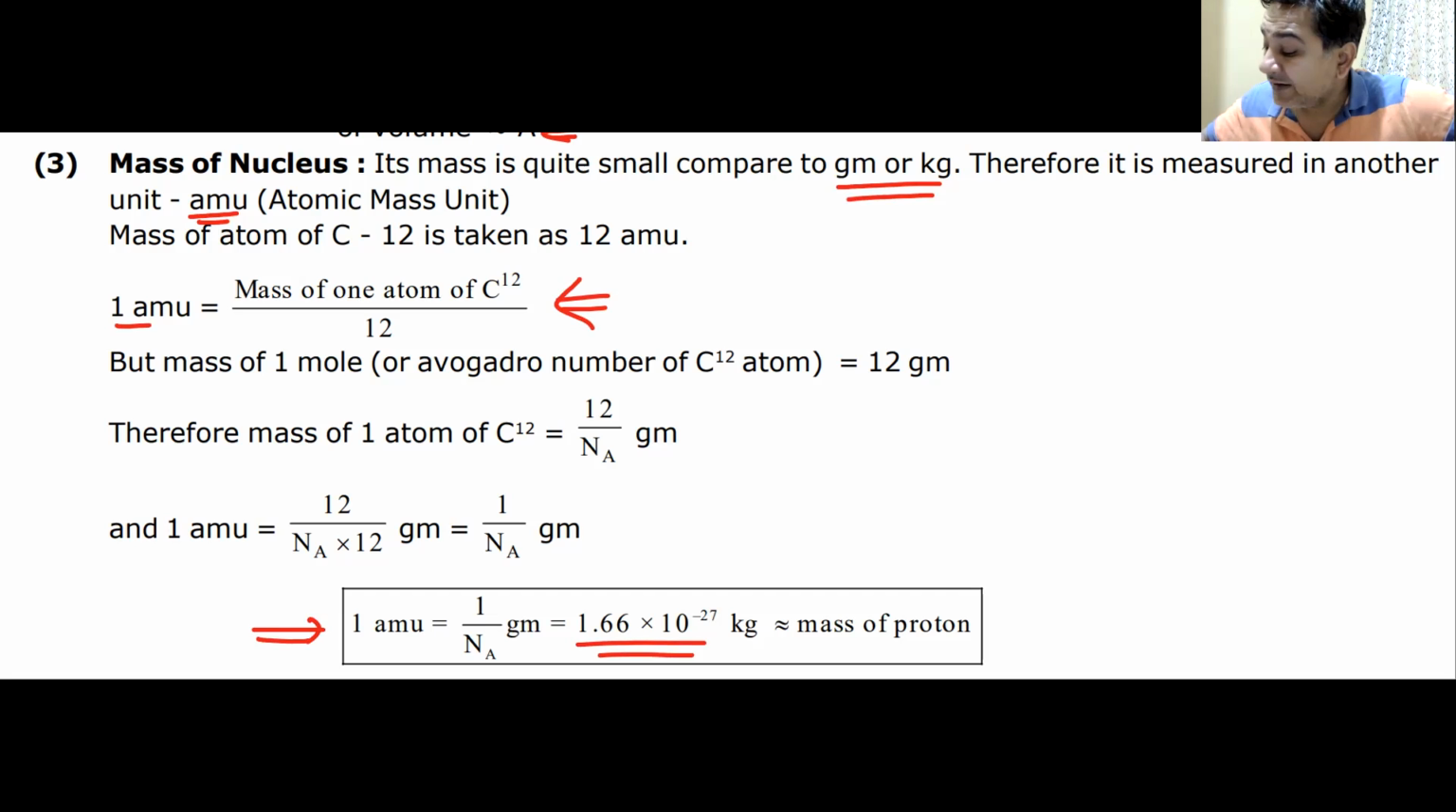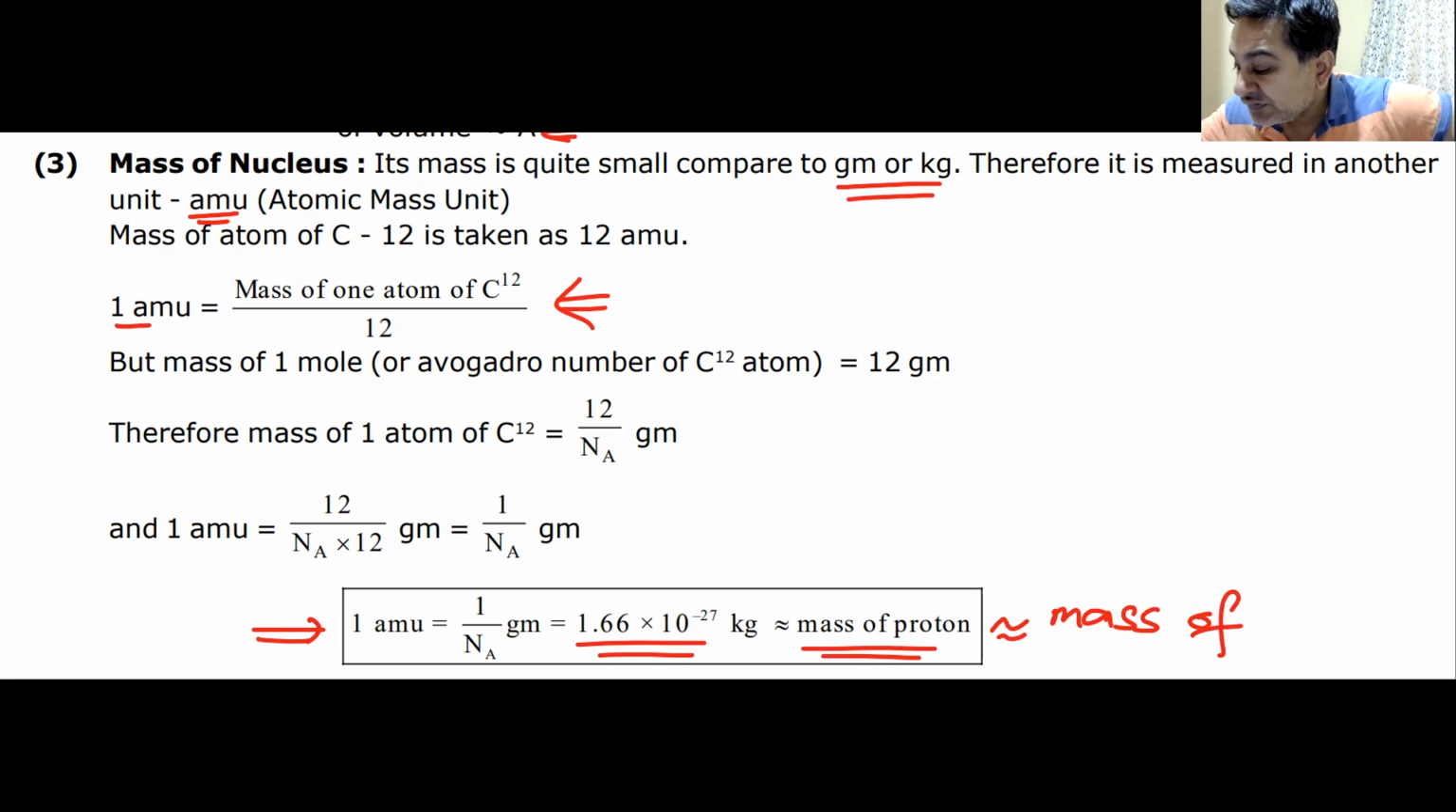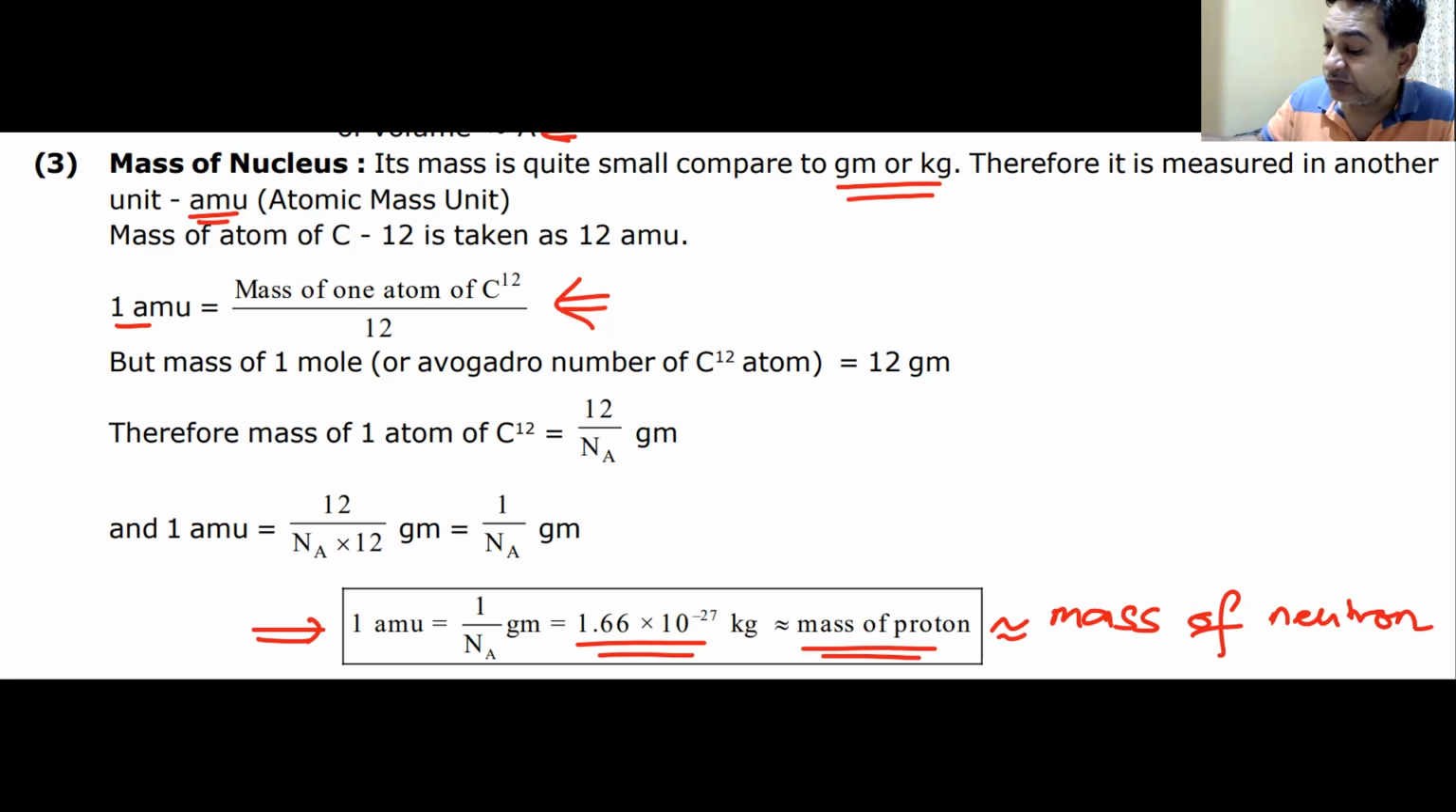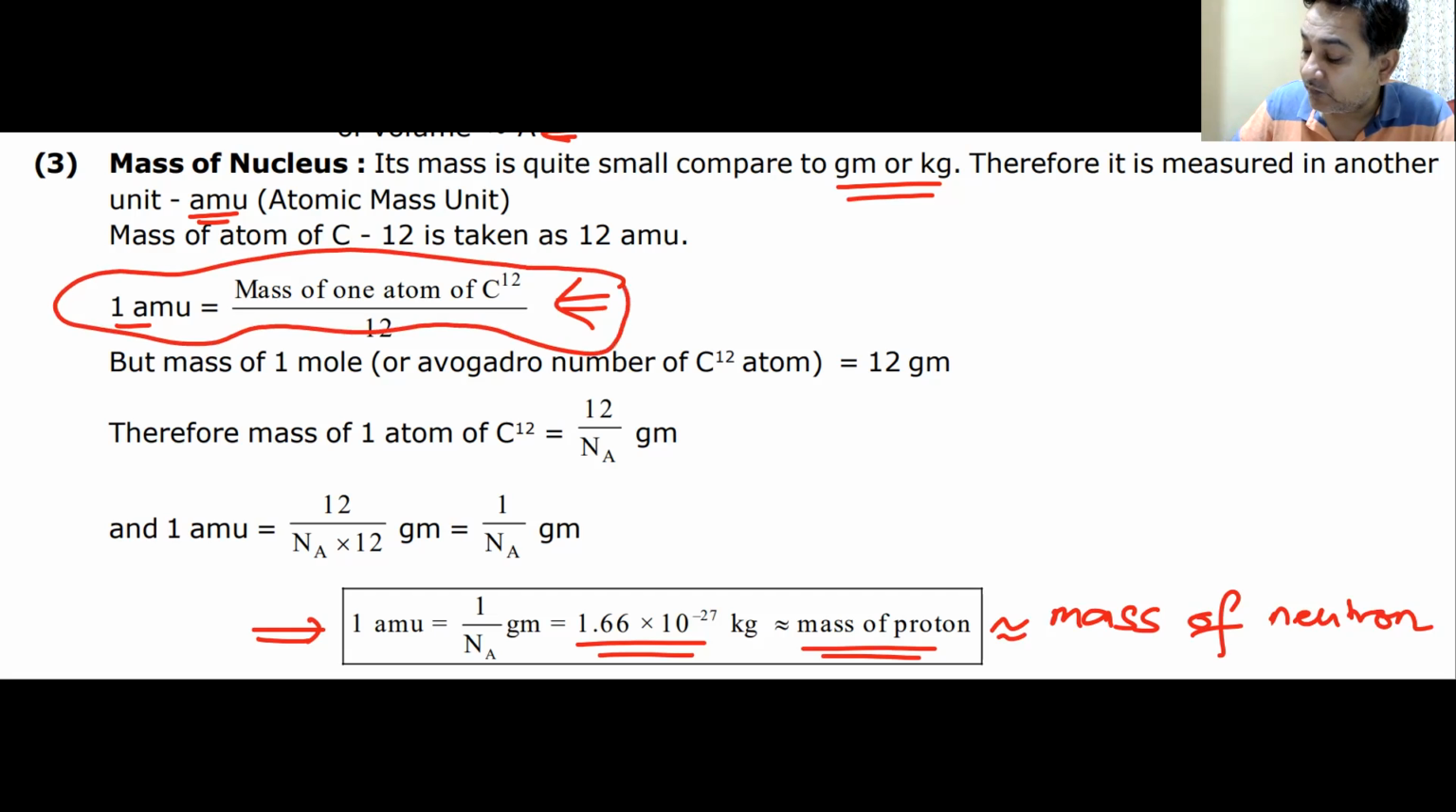Yes, sir. And this is approximately equal to the mass of a proton, which is also approximately equal to the mass of a neutron. Do we understand this? Yes, sir. Mass of proton and mass of neutron are very, very similar to each other. Note this down. What is 1 AMU? This definition. And how much is the value of 1 AMU?